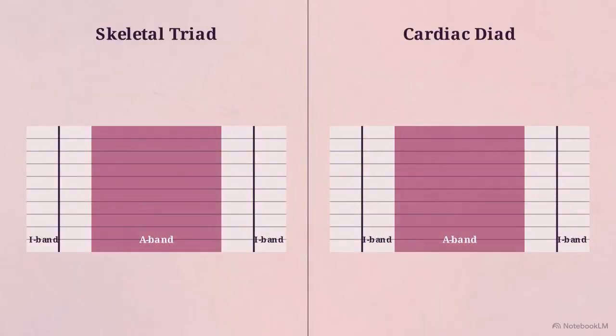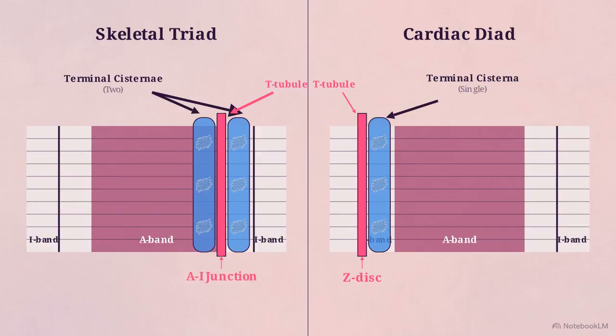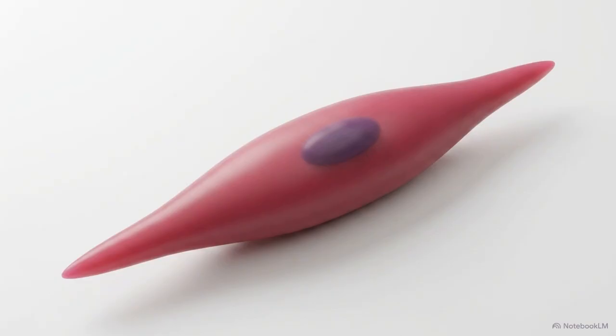Cardiac muscle uses a dyad instead, pairing one T-tubule with a single sarcoplasmic reticulum cisterna. These dyads are positioned at the Z discs rather than the A-I junction. Smooth muscle lacks sarcomeres, T-tubules, and the regulatory protein troponin. Its contraction mechanism is fundamentally different.